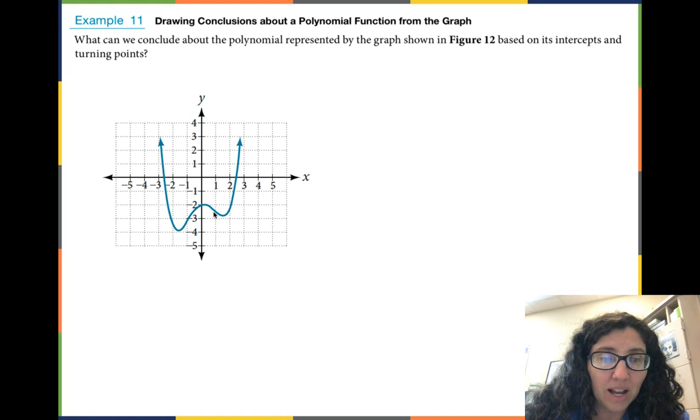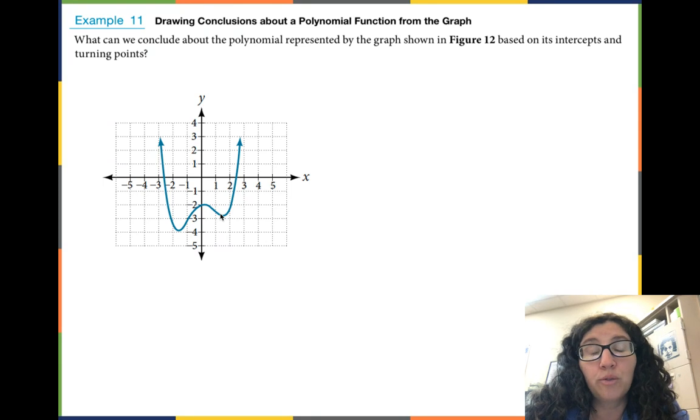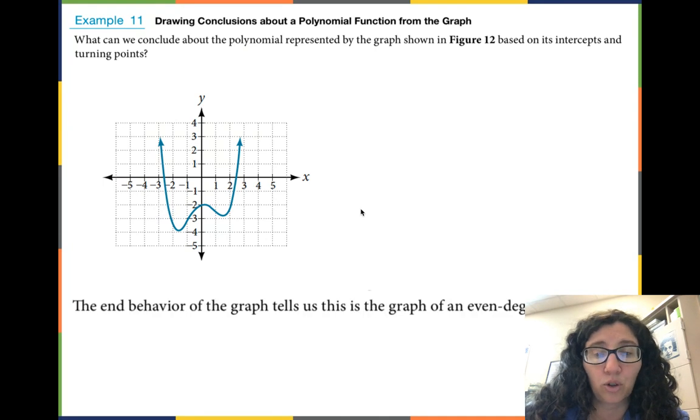How many turning points? It has 3 turning points, right? Here's one, here's one, here's one. So if it has 3 turning points, it has to be at least degree 4, right? It only has 2 x-intercepts, but you could imagine if this was shifted up, at most it could have up to 4 x-intercepts. So I think this might be a 4th degree polynomial.